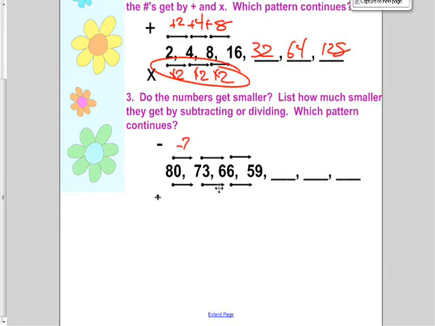80 minus 7 is 73. 73 minus 7 is 66. 66 minus 7. That looks like it's working. And can I divide 80 by something nice to get 73? No. So it looks like that's not going to work. So my rule is minus 7. My next term will be 52, and then 45, and then 38.